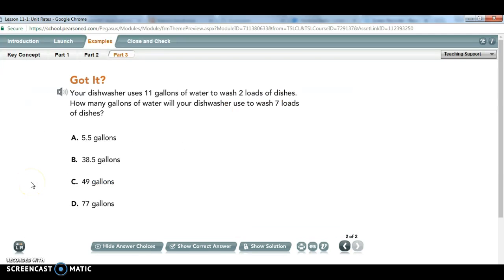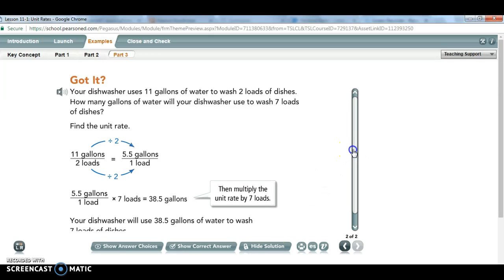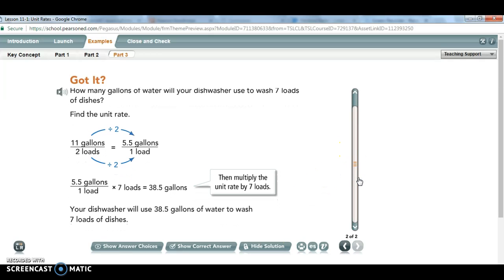Last but not least, our part 3 got it problem. Your dishwasher uses 11 gallons of water to wash 2 loads of dishes. How many gallons of water will your dishwasher use to wash 7 loads of dishes? Our correct answer is 38.5. And this is how we got the right answer. Pause the video so you can read through this explanation so you understand how to get the correct answer.